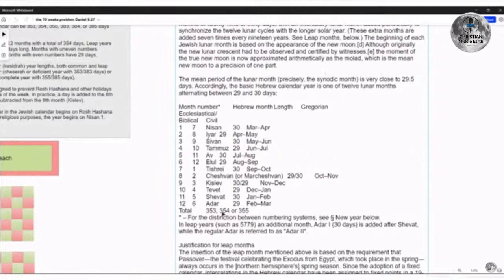So you get 353 or 354 or 355, or otherwise known as 354 on average days per year when there's 12 months, plus or minus 1 day, depending on how the weekly Sabbath cycle happens to fall once the moon is sighted in particular months. One of those months could have 29 or 30, and then the next one would have 30 or 29, depending on that. So you could get 354 plus or minus 1 day.